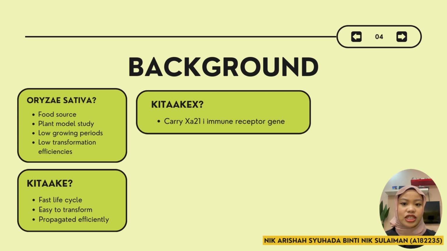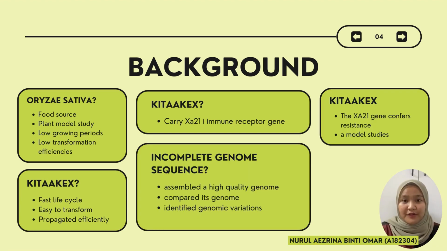In the study, researchers sequenced and analyzed the genome of KITAAKEX, which refers to a KITAAKE plant carrying the XA21 immune receptor gene. However, the incomplete genome sequence of KITAAKE will block its use in rice research. For example, Cas9 guide RNAs cannot be accurately designed for KITAAKE without its complete genome.